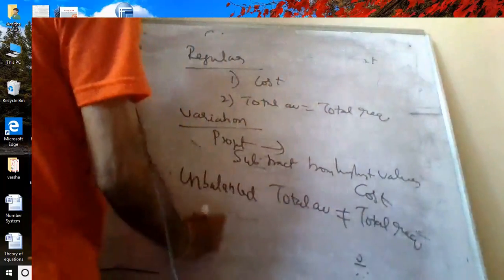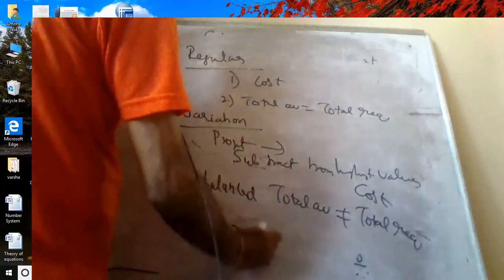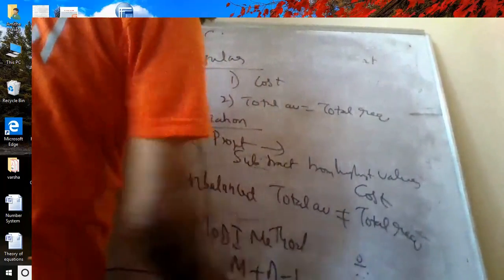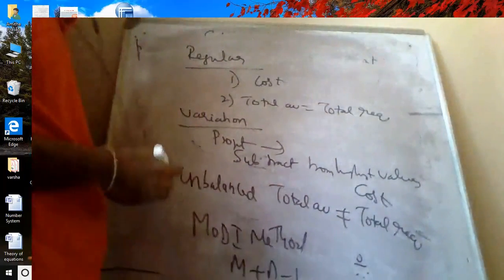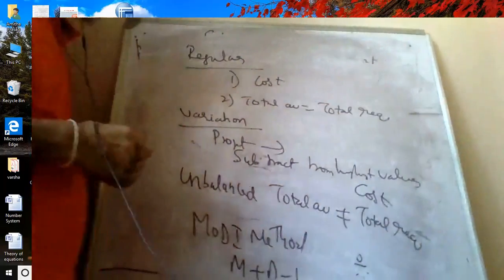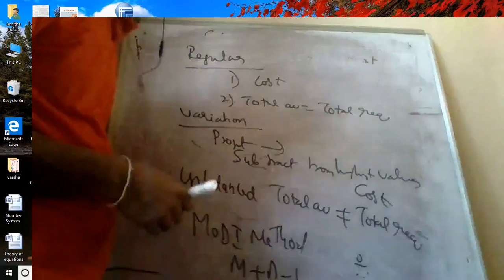Then the Modi method. The condition is m plus n minus 1. You should have m plus n minus 1 allocations, otherwise you can't apply the Modi method. So this completes the transportation problem.